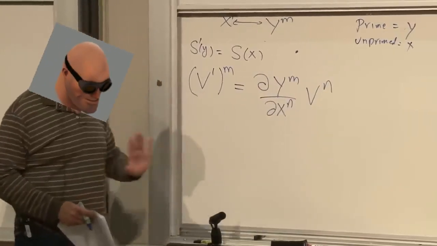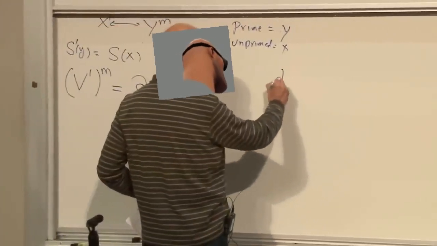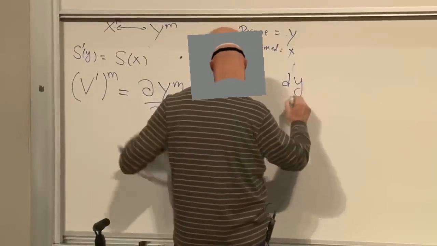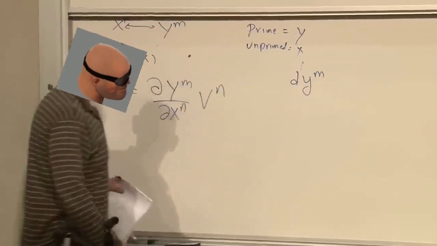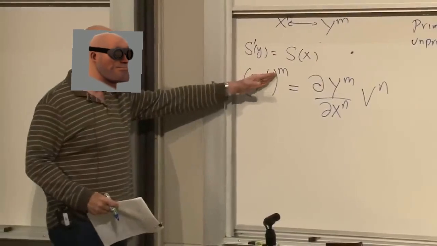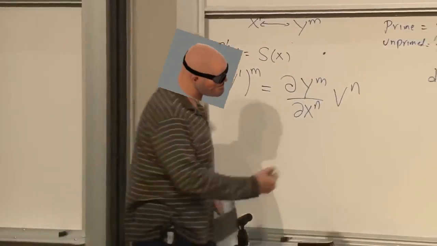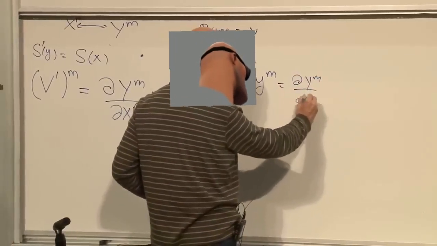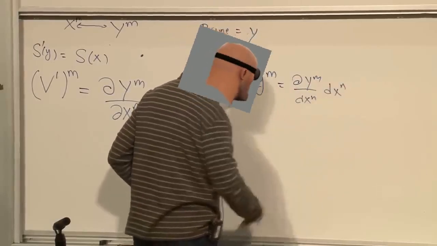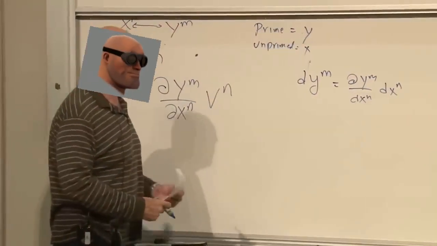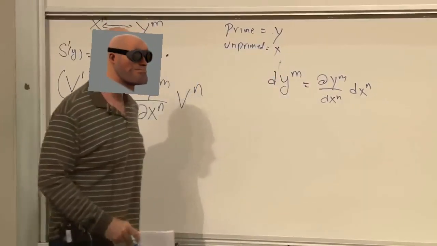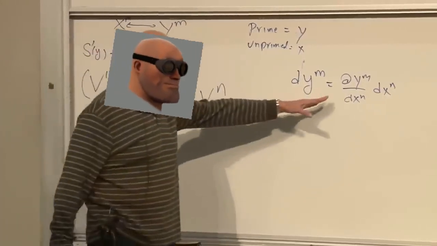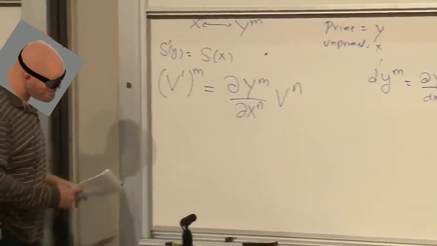An example is d prime, just dy, dym. That would be the primed version of a little interval, is obviously equal to dym by dxn times dxn. So this is sort of the archetype of a contravariant vector component, and you can see that it in fact transforms in exactly this way.